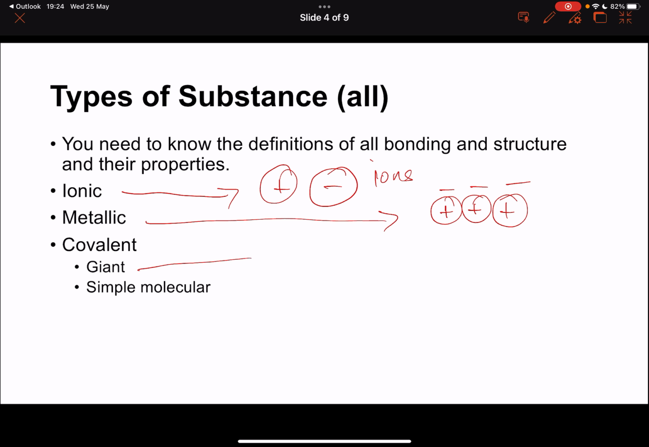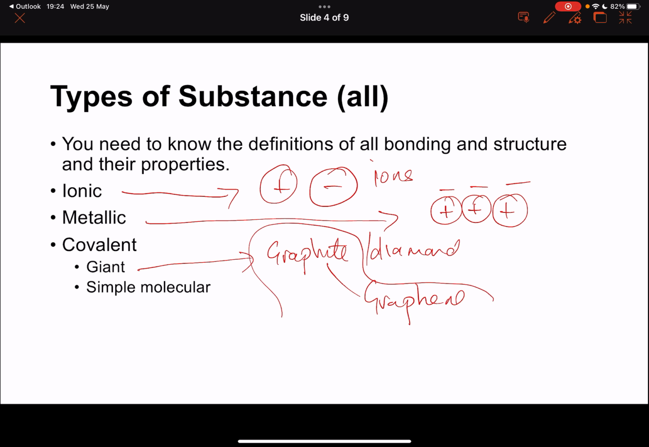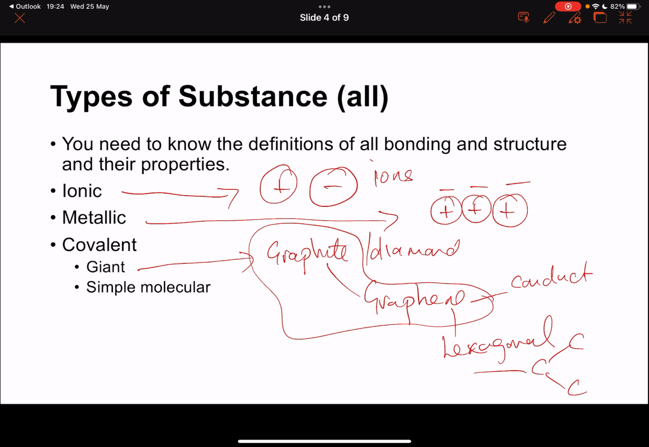Covalent substances come in two types. Giant covalent is like graphite and diamond. A form of graphite is graphene. Both graphite and graphene conduct electricity because they have a hexagonal structure where each carbon forms 3 bonds, leaving the 4th electron spare and delocalized. Diamond is what we call tetrahedral. It has no spare electrons, and it's very hard.